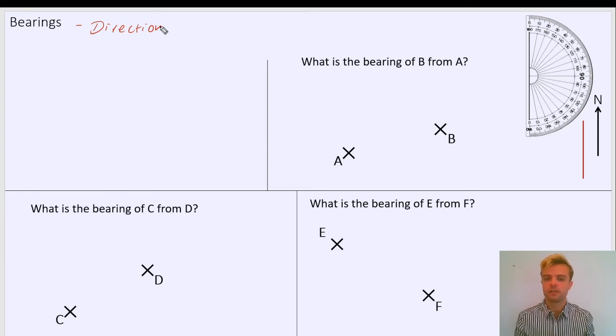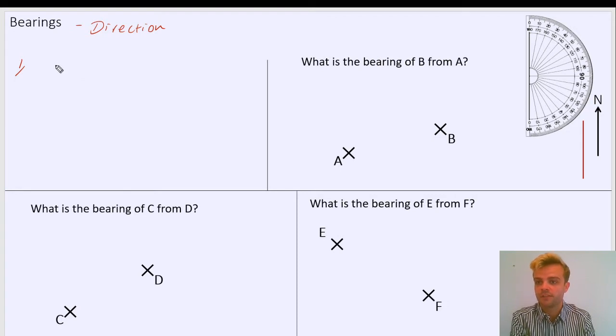And what bearings are, it's a bit like north, south, east, and west. It's always the same, but it's given in terms of angles instead of words like north, south, east, and west. I think what I'll do is I'll lay out some of the rules about bearings, and then I'll do some questions, and hopefully they'll click into place.